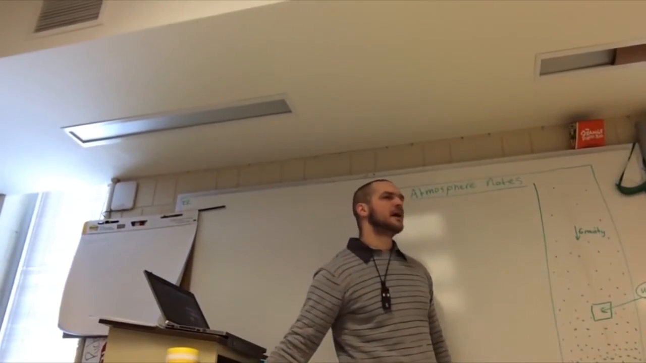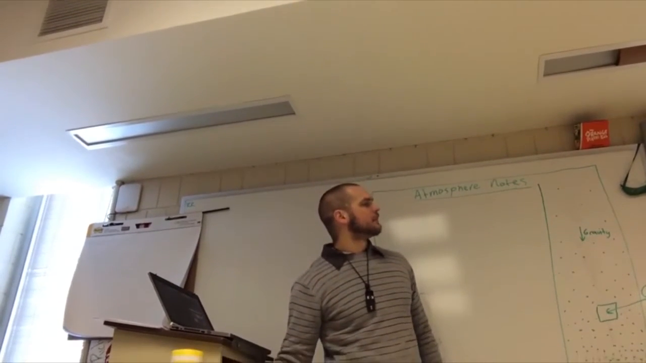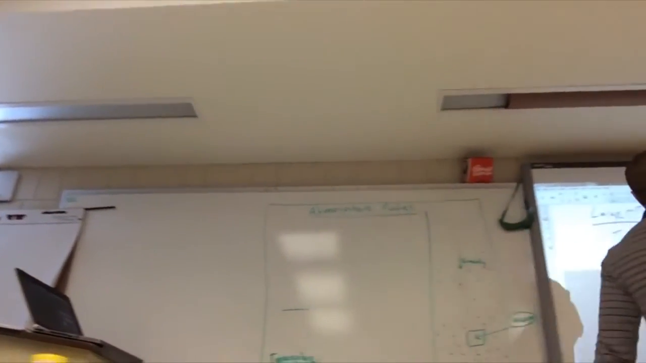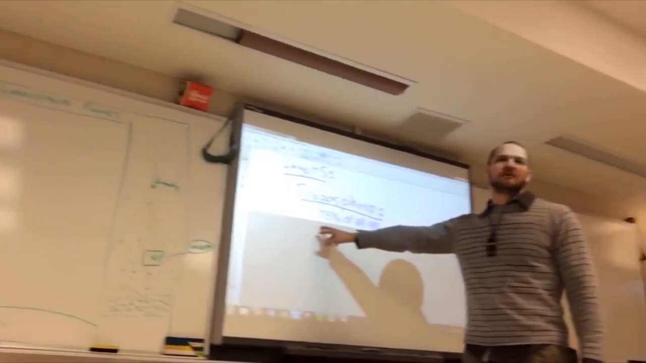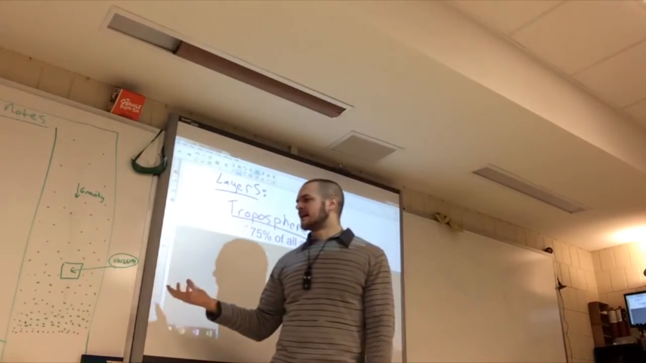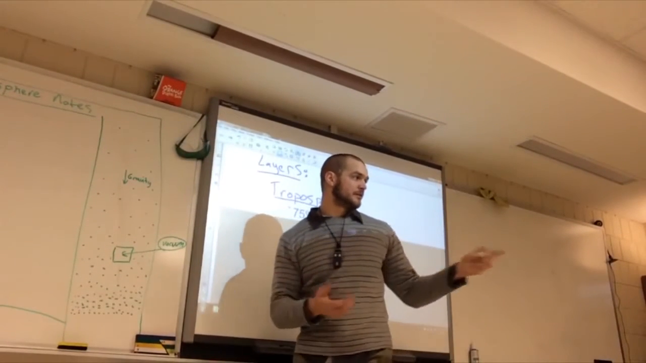Here's a great example of how a diagram will help connect things to us. The first thing you would be writing down if you were just copying off the board is that the troposphere contains 75% of all air. Now you could write that down, but is there a way you could get that in drawing form here? Can you think of it?